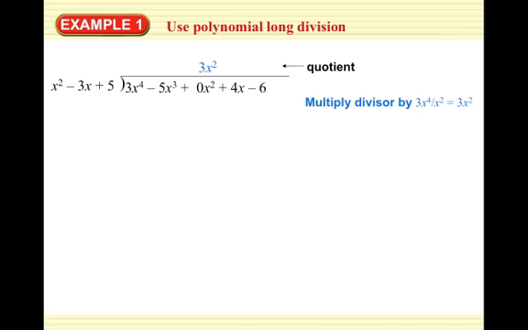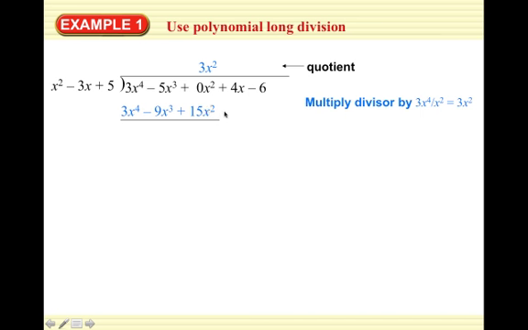So we write that on top because that's where our quotient goes, and this is the first term in our quotient. Now, once you do that, you're going to take the 3x squared and multiply it through the divisor. You're going to distribute it across x squared minus 3x plus 5, and write it below. So 3x squared times x squared gives us 3x to the fourth. 3x squared times negative 3x is negative 9x cubed, and 3x squared times 5 is 15x squared. So we multiply and we put it down here.